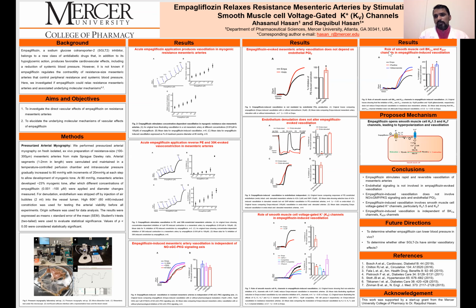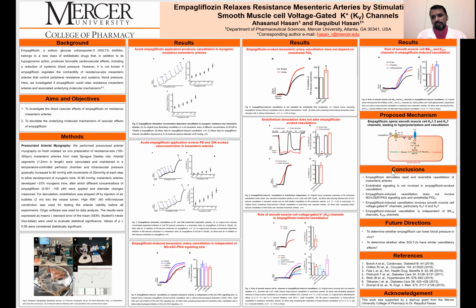We also checked the involvement of the calcium-activated potassium channel and the ATP-activated potassium channel in smooth muscle by using paxilline and glibenclamide, which are the inhibitors of those channels respectively. And figure 8, panels A and B show that there is no significant difference in the response. So overall, we can propose the mechanism: empagliflozin can activate potassium channels, causing the flux of potassium, causing hyperpolarization of the smooth muscle cell, resulting in vasodilation.